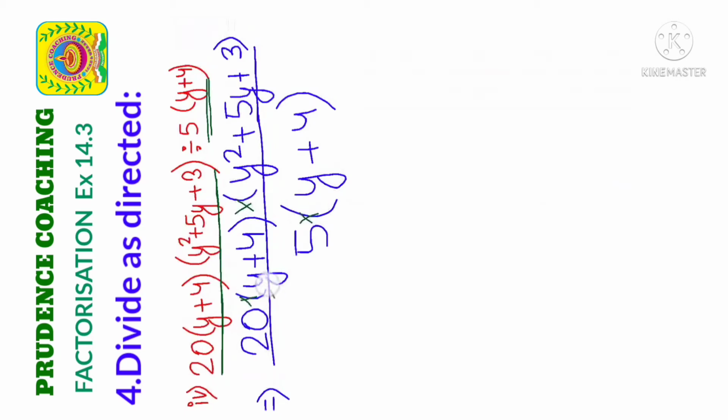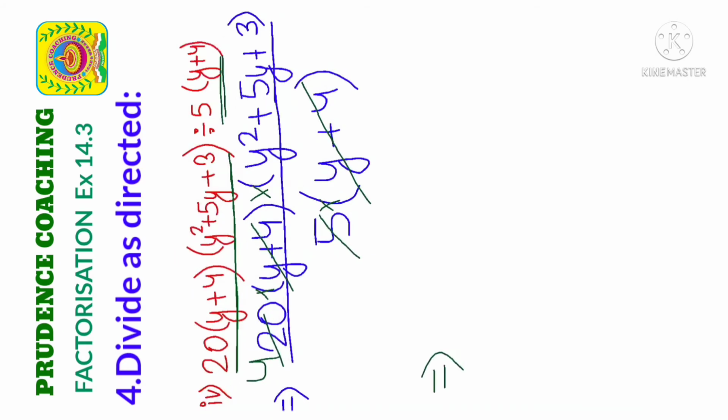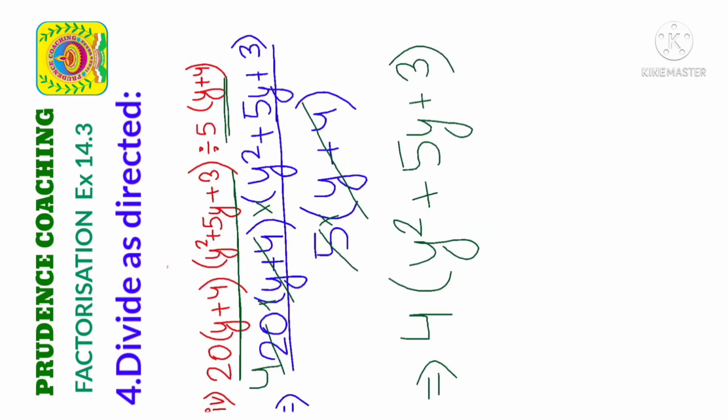Now as you can see, y plus 4 in the numerator, which is in multiplication, same thing we have y plus 4 in the denominator as multiplication, so we can cancel both of this. Now we have 5, we know 5 4s are 20, so we can cancel this one. So we have cancelled everything in the denominator, that means we have 1 in the denominator. So we are left with only the numerator, that is 4 multiplied by y square plus 5y plus 3 within the bracket, which is our final answer.